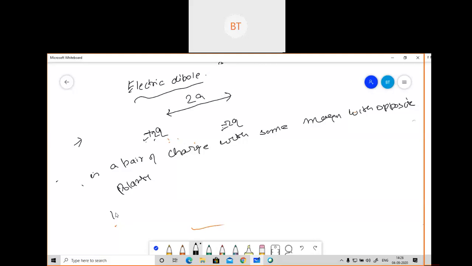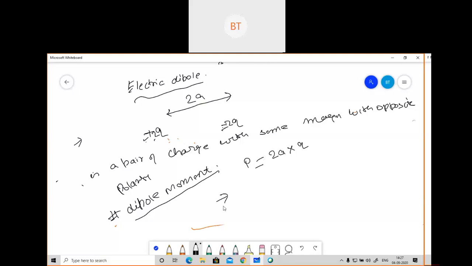One more term in your subject is dipole moment. If somebody asks what you understand by the term dipole moment, basically dipole moment is the magnitude of the electric dipole charge, either plus 2q or minus 2q, multiplied by the distance between the two charges. Let me define it. Suppose p is the dipole moment. How will we define this? p equal to 2a into q.